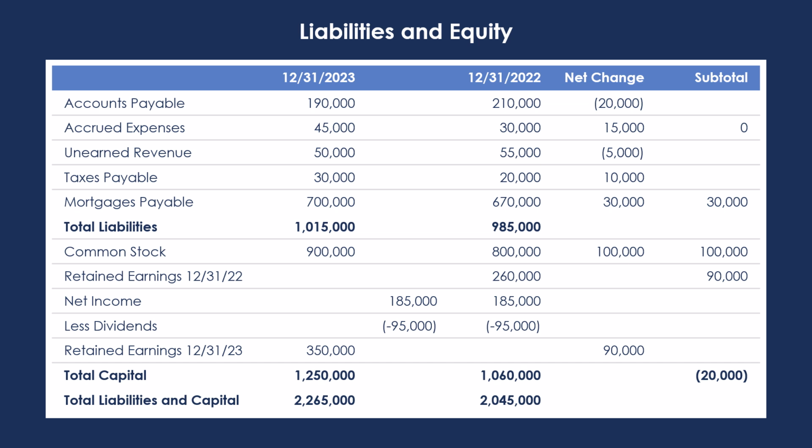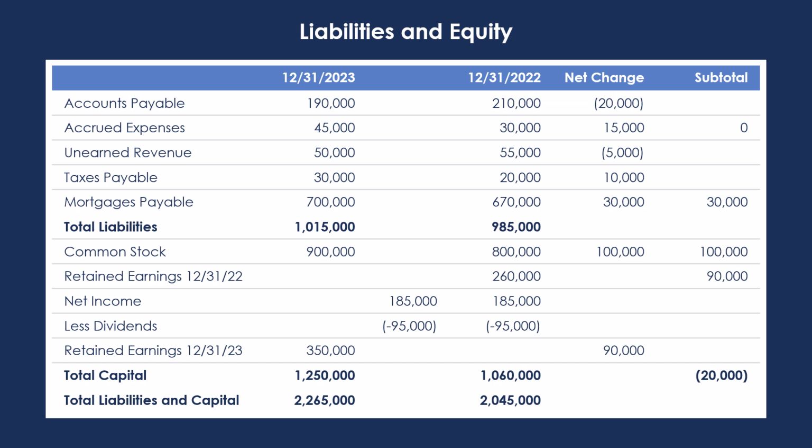Next is taxes payable, a current liability that went up period over period. If we owe more in taxes, it means that we did not pay as much in taxes as we incurred. So that is a source of cash. All of the above working capital changes are part of cash flow from operations. Mortgage payable went from $670,000 to $700,000. That is a source of cash from financing activities because mortgage debt supports cash flow.